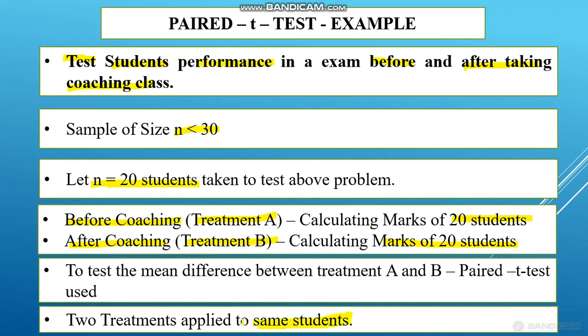For the same students we are applying two treatments. So here we will get two samples. The two samples are dependent samples. That is, we are testing the mean difference between treatment A and B. So this is an example.